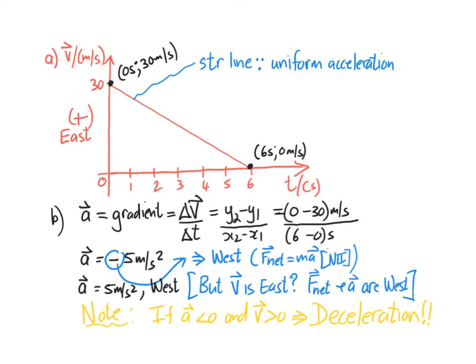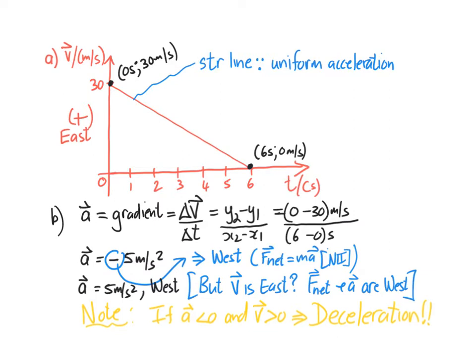Now, from mathematics, we should know that if we have a backward sloping straight line like this, the gradient should be negative. So the B question asks, using the graph, determine the acceleration of the motor vehicle. So the acceleration is the gradient, which is rise over run, and the rise is the change in velocity, the run is the change in time, because this is a velocity time graph.